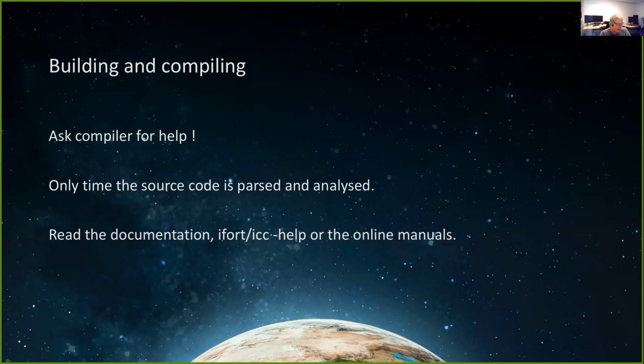So the compiler parses your source code, tries to translate it, and can do some optimization, but it can also tell you what it could and what it couldn't. You can read the documentation by just issuing help, or of course the online manuals, but there are thick books about this.